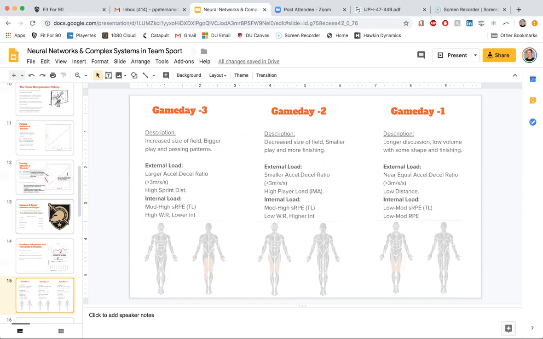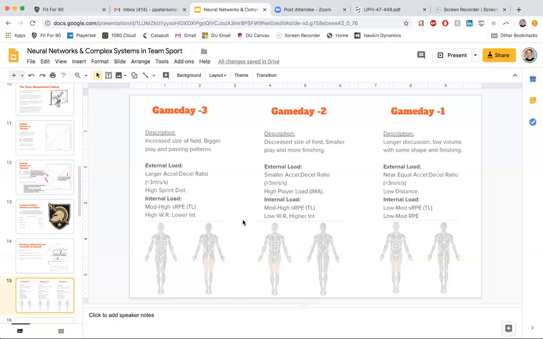With our internal load, you'll have a moderate to high session RPE. Of course, that's duration times intensity, so your training load. You'll have a high work to rest ratio, meaning higher on the work side of things, less rest intervals, but the intensity of those actual drills might be a little bit lower. So although we really are getting up to speed here, the intensity of that drill, meaning the player load and the small area change of direction, is low compared to that of the game.